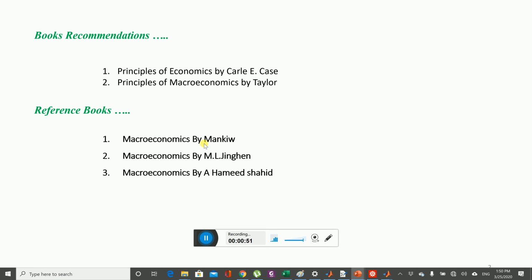The first one, Macroeconomics, written by Mankiw. The second one, Macroeconomics, written by Emil Jingen. And the third one, Macroeconomics, written by Hamid Shahid. The student has to purchase the very first one, Principles of Economics, written by Carl E. Case.